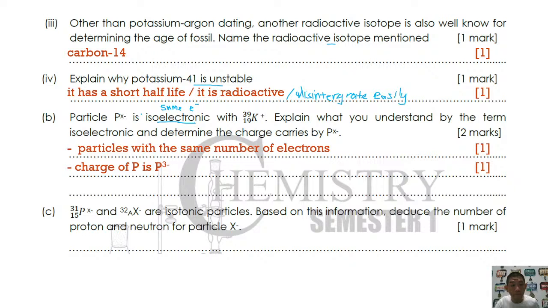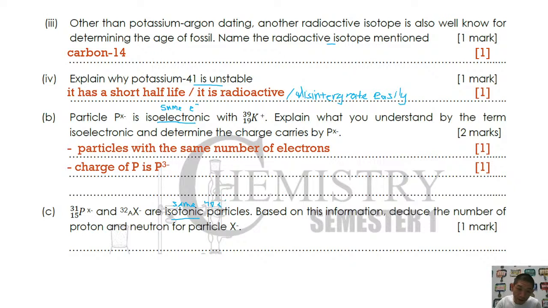And then last but not least for C, 31, 15Px and 32Ax are isotonic particles. Isotonic is an old term. In the current STPM syllabus, maybe you won't hear it anymore. But actually isotonic means same number of neutrons.